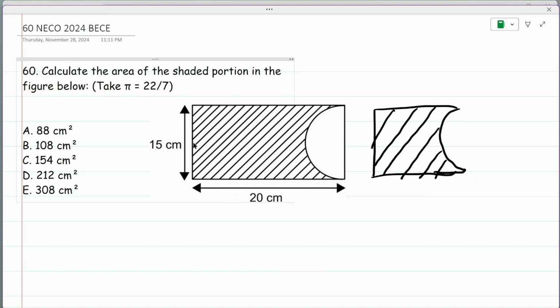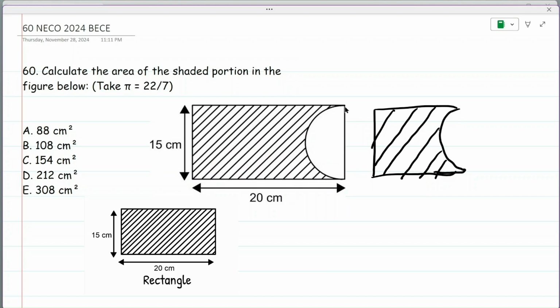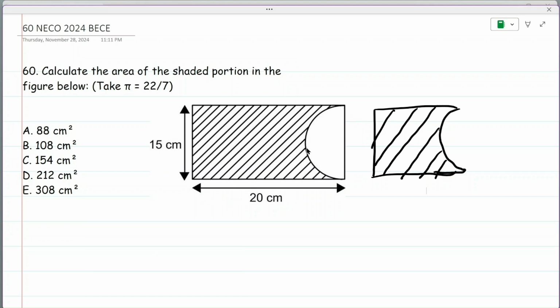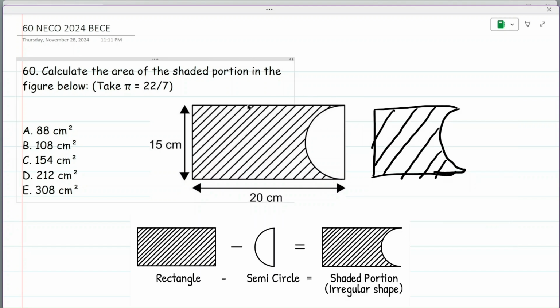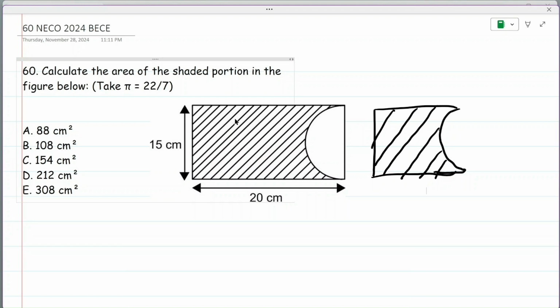Therefore, we need to use the method where you find the area of this rectangle, and this is from a circle. This is half of a circle, it's like a semicircle. So we have to find the area of this semicircle by finding the area of a circle and dividing it by 2. Then subtract the area of this semicircle, this half circle, from the area of this rectangle to find the area of the shaded portion, which is an irregular plane shape. Find the area of the rectangle first.